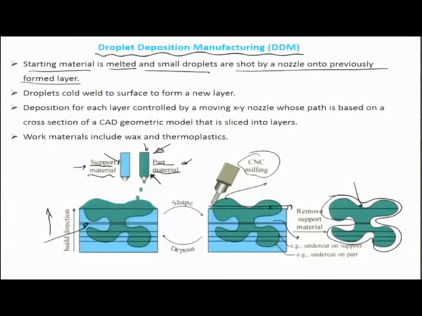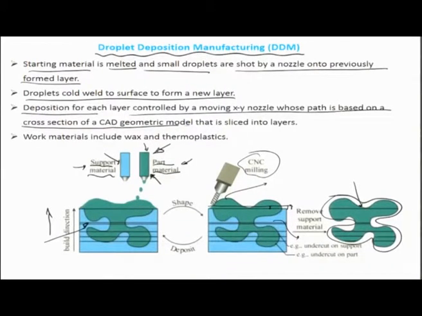So the various steps are: drops cold weld to the surface to form a new layer, with each layer deposited and controlled by an XY nozzle whose path is based on the slice plot, the cross section of a CAD geometric model that is sliced into layers. The work materials are a support material, which is wax, and a thermoplastic, of which the final part would be built. And similarly, you can get rid of the wax and have an independent part come up out of this whole process.